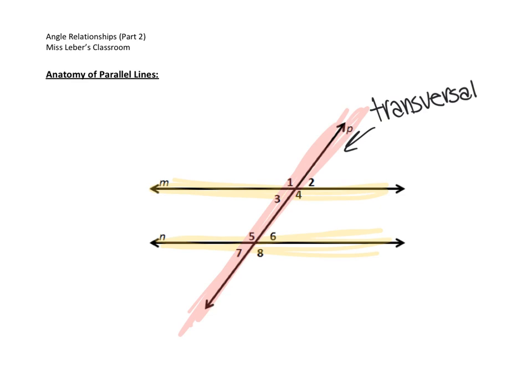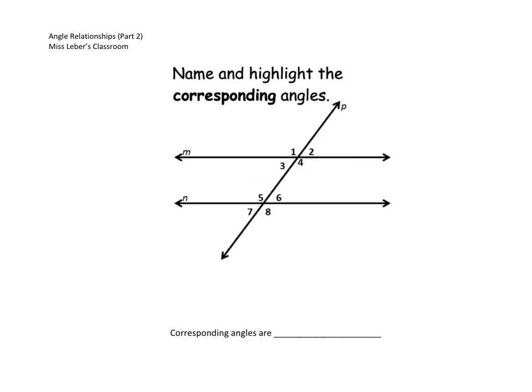So we can use what we know about angle relationships and apply it to this picture. We can use what we know about parallel lines as well as vocabulary to help us determine relationships between certain angle measures. Here it says name and highlight the corresponding angles. Well, corresponding angles are going to be in the same position on both of the parallel lines. So what that means is, let's start out here with angle 1.